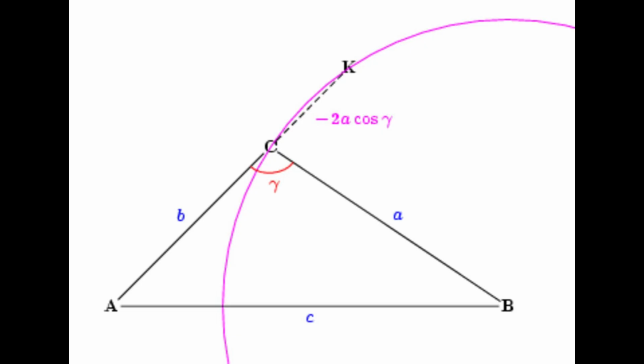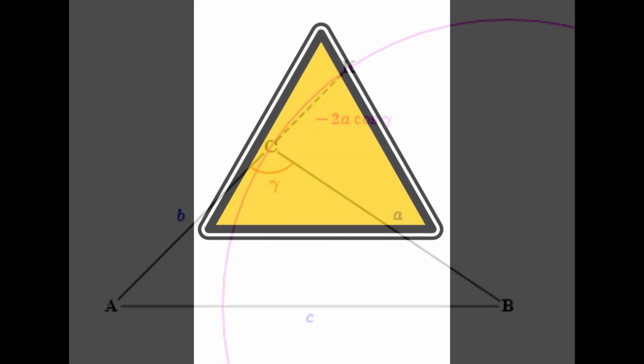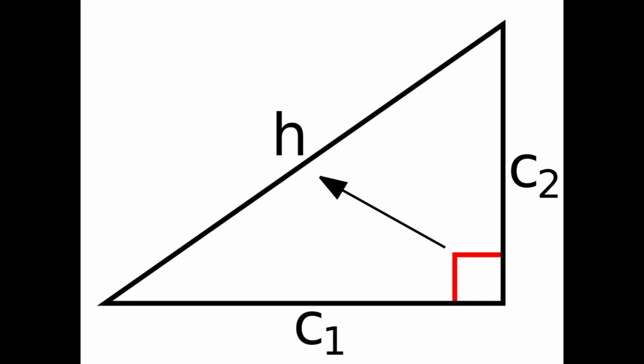Heron's formula, named after Heron of Alexandria, is a formula for finding the area of a triangle from the lengths of its sides a, b, c. Letting s equal 1/2 (a plus b plus c), the semiperimeter, T equals the square root of s(s minus a)(s minus b)(s minus c).